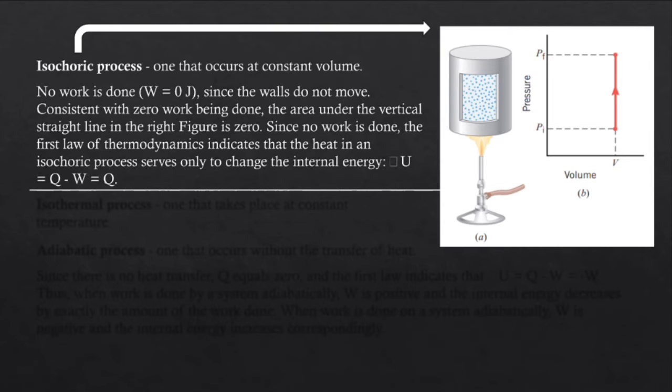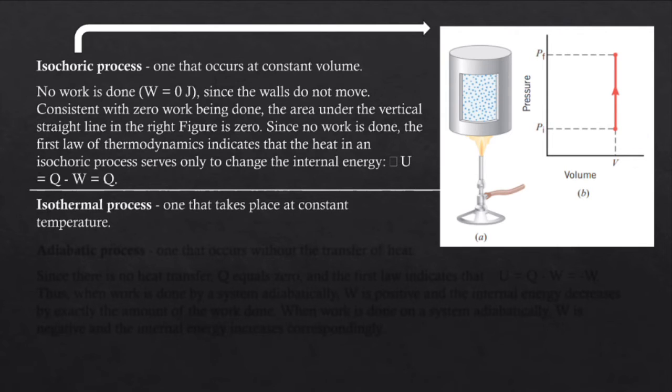Consistent with 0 work being done, the area under the vertical straight line in the right figure is 0 since no work is done. The first law of thermodynamics indicates that the heat in an isochoric process serves only to change the internal energy. That would be delta U is equal to Q minus W, which is just equal to Q because W is 0. The third important thermal process is an isothermal process, one that takes place at constant temperature.